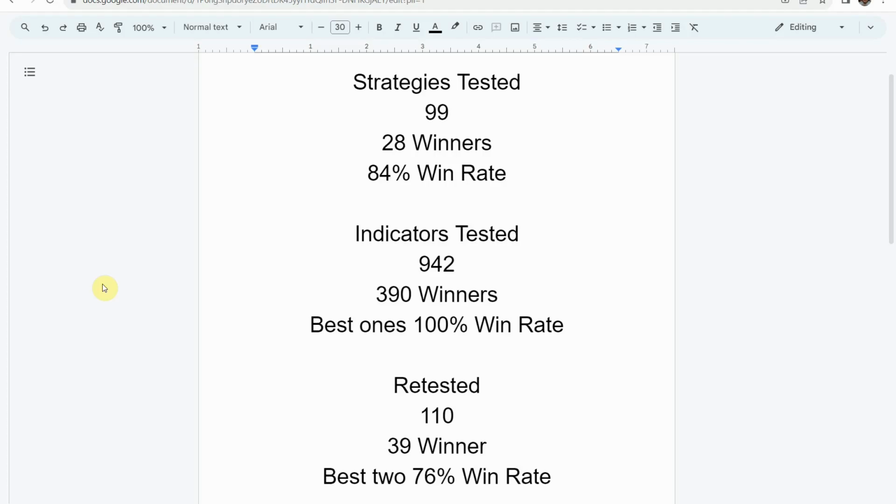We've also tested a total of 942 indicators, with 390 of them being winners. The best ones so far were able to achieve a 100% win rate. Now you need to go back and watch those videos to understand the context of how they were able to achieve that. So go back and watch those videos and see what you can get out of those winning indicators. We've also retested in the advanced testing 110 of the winning indicators. 39 of them have been able to maintain the winning status. The best two, a 76% win rate. Now keep in mind that we test most of these indicators and strategies on the Forex and crypto market, but they can be applied to just about any market and time frame universally.